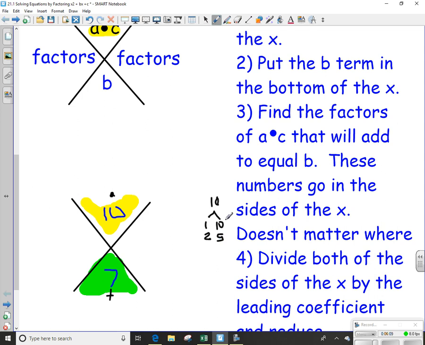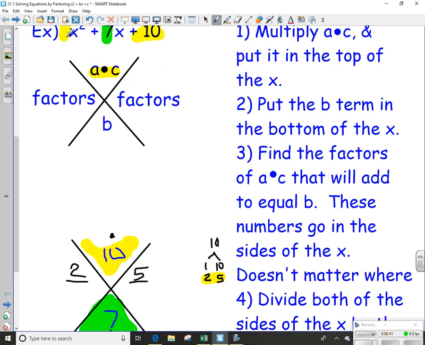Now I have to ask myself which set is going to add together to give me that 7 in the middle. If you notice here, 1 plus 10 is going to give me 11. That doesn't work. 2 plus 5 is 7. So this is the set of factors that I want. I'm now going to put the 2 and the 5 on either side of my x. It doesn't matter again which one goes where. The 2 could go here on the right, the 5 could go on the left. Doesn't matter which one goes where.